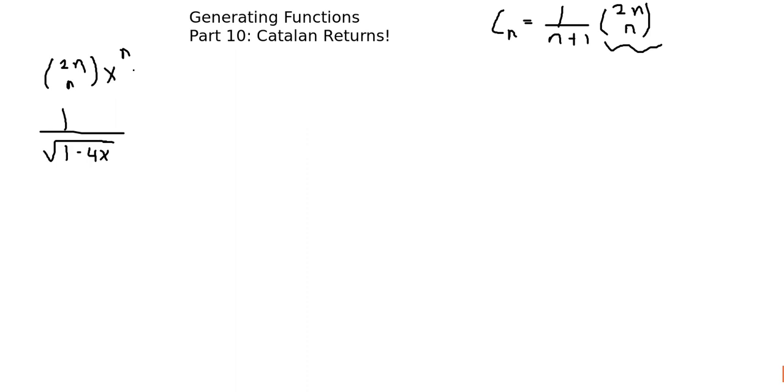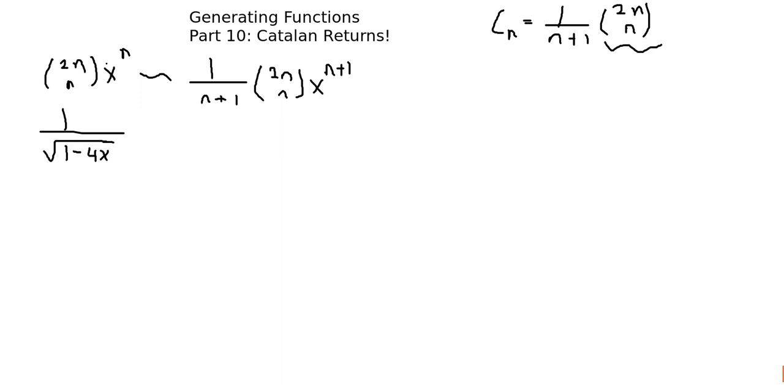I don't know how obvious it is to most of you, and I think there's another way to get this without what I'm about to do. But we can actually just integrate this. If we integrate this generating function term by term, we'll get new things, which are 1 over n plus 1 times 2n choose n times x to the n plus 1.